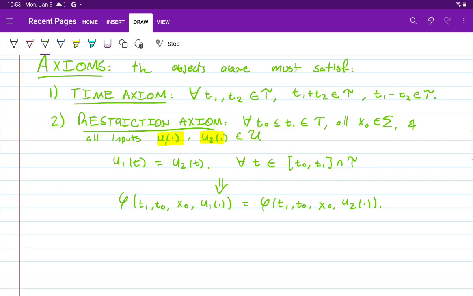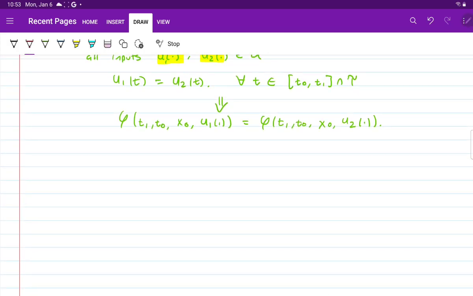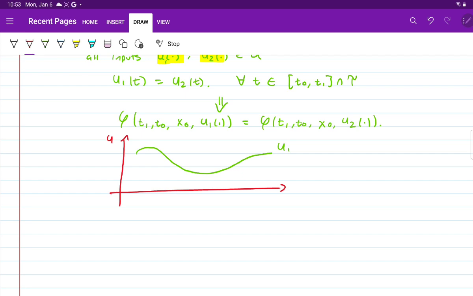So let's sketch out a picture to see what this means. First, I'll go ahead and plot the input signals. Let's say this is our input u1. Maybe we have another input signal u2.